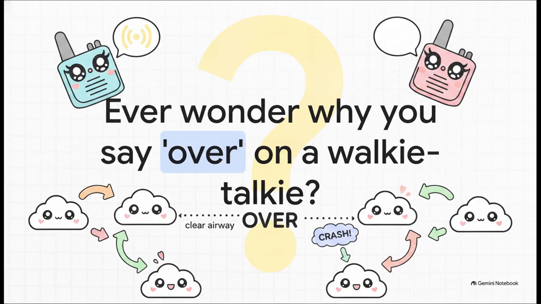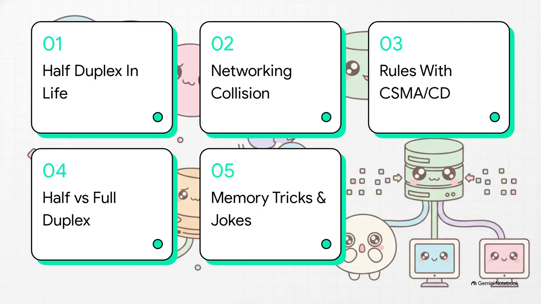And in the networking world, computers have to follow very similar invisible traffic rules so they can communicate without just shouting over each other. Here's a quick roadmap for what we're covering today. 1. Half-duplex in daily life. 2. The networking collision problem. 3. Traffic rules with CSMA/CD. 4. Half versus full duplex. And finally, 5. Memory tricks and jokes.